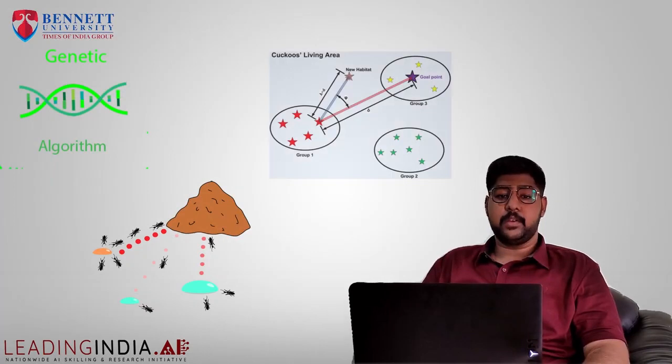PSO is very similar to evolutionary computation techniques such as genetic algorithms, so that the system is initialized with a population of random solutions and searches for optima by updating generations. However, unlike GA, PSO has no evolution operators such as crossover and mutation, which means that when compared to GA, the advantages of PSO are that PSO is very easy to implement and there are few parameters to adjust.